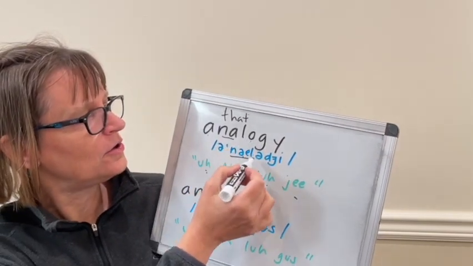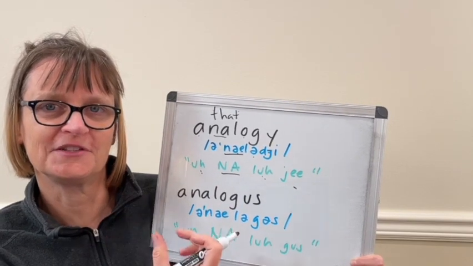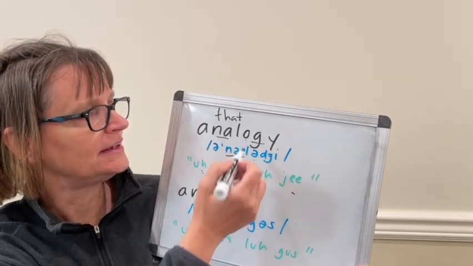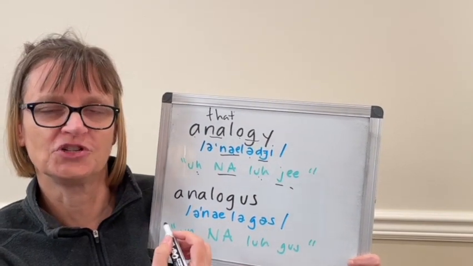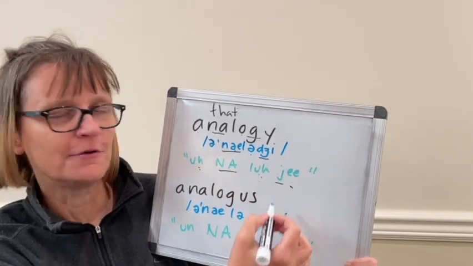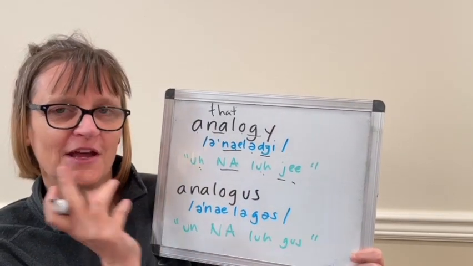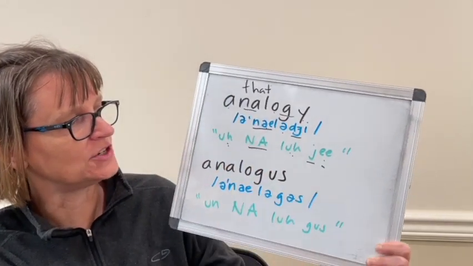Then our O becomes also an uh sound. It's also a schwa because it's in an unstressed syllable. In analogy, we have the j sound at the end for the letter G, just like in gentleman or gender. I've rewritten that here for you with letter J to help you notice the j. And finally, letter Y says E, so analogy.